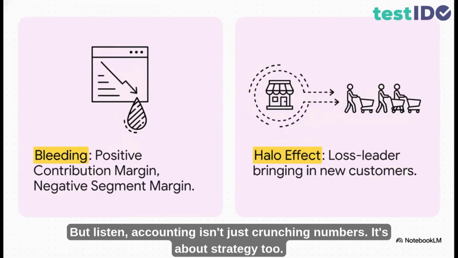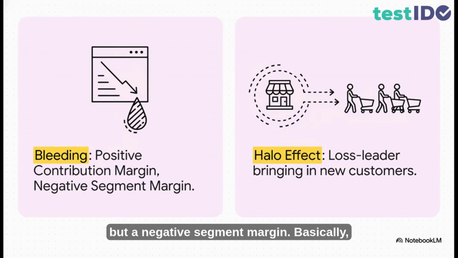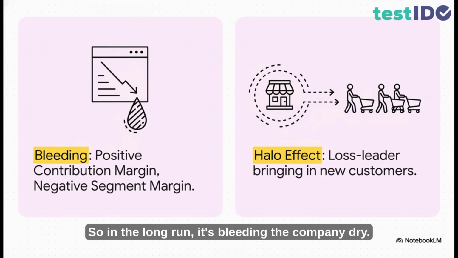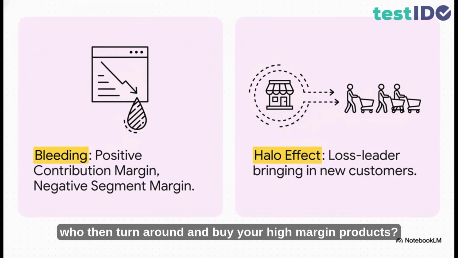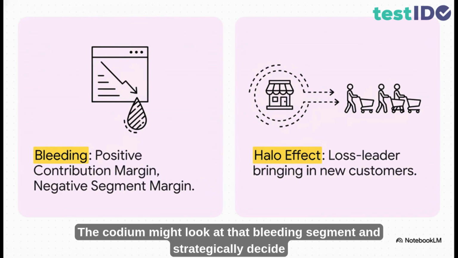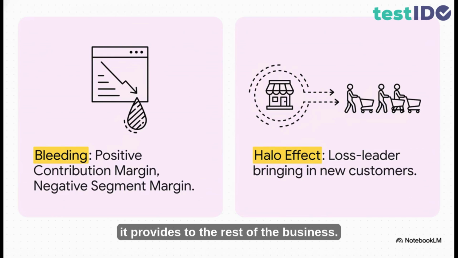But listen, accounting isn't just crunching numbers, it's about strategy too. A segment might show a positive contribution margin, but a negative segment margin. Basically, it covers its variable costs, sure, but not its direct fixed costs. So in the long run, it's bleeding the company dry. Normally, you'd prune it, shut it down. But wait, what if that segment is a loss leader? What if it's bringing in tons of customers who then turn around and buy your high-margin products? We call that the halo effect. The CODM might look at that bleeding segment and strategically decide to keep it around simply because of the halo effect it provides to the rest of the business.